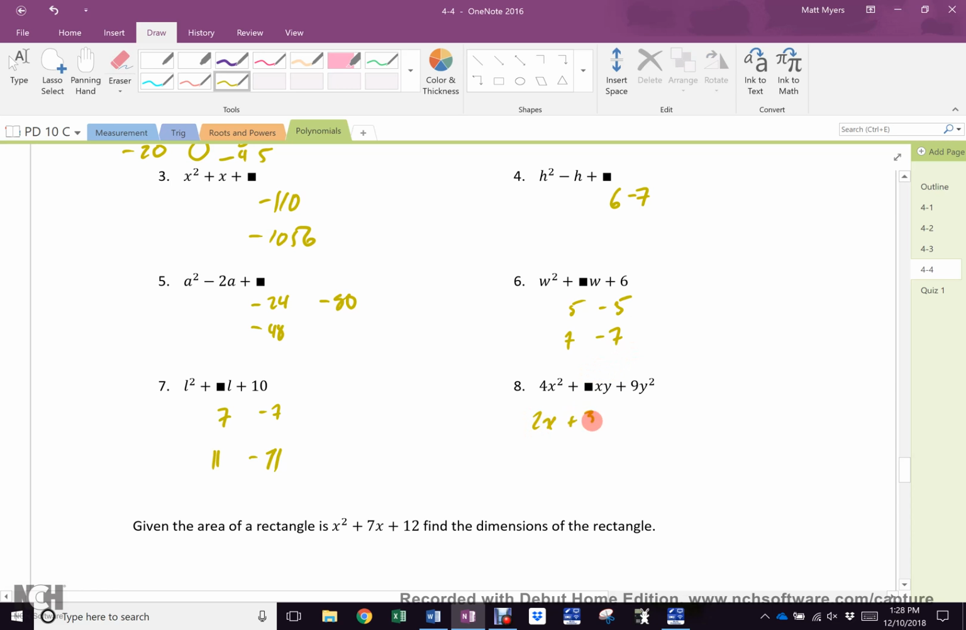2x plus 3y. 2x plus 3y. 6xy, 6xy to get 12xy.